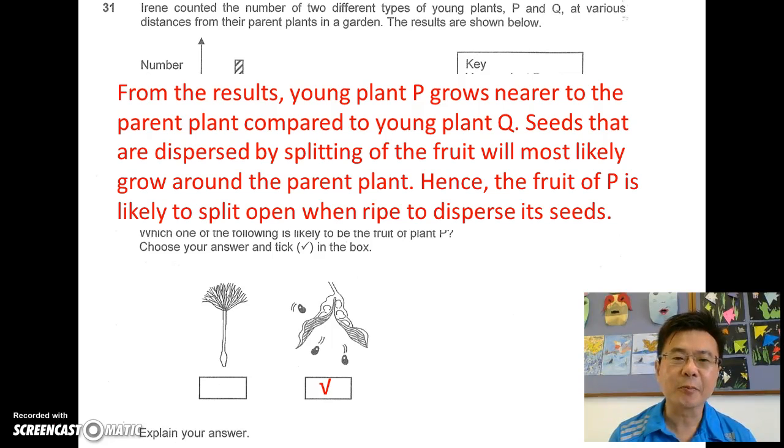As you can see from the graph, there are more plants growing near the parent plants, but as the distance increases, there are fewer and fewer plants. So this shows that the fruit on the right is the one that is dispersed by splitting or explosive action.